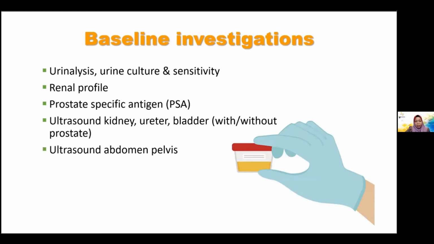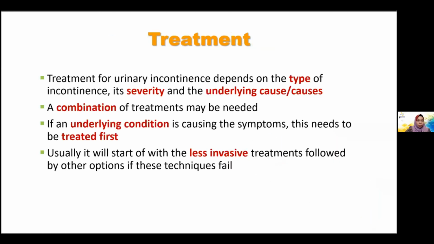Ultrasound kidney, ureter, bladder, if you think there's any clear indication for it, the renal profile is deranged, for example, and also ultrasound abdomen pelvis if there is an abdominal mass palpable during your examination. So all this baseline investigation is customized to the patient, to whatever you think will work best for you to help the patient and for you to diagnose the urinary incontinence that the patient is suffering from.